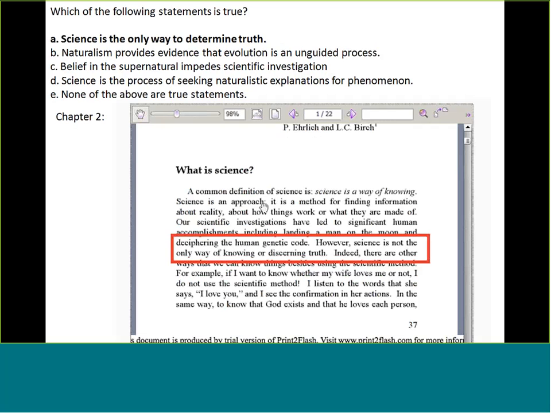So the first one, science is the only way to determine truth. This statement is taken from the book. This is chapter 2. I believe it's the very first paragraph of the chapter. And here Dr. DeWitt says, science is not the only way of knowing or discerning truth. So that cannot be the right answer because it's a false statement.